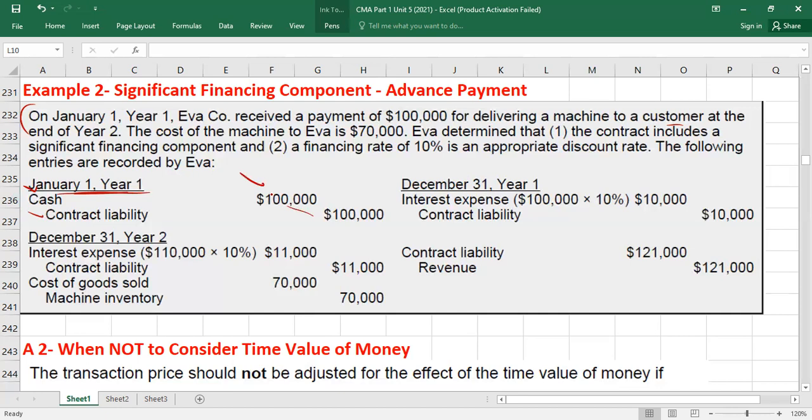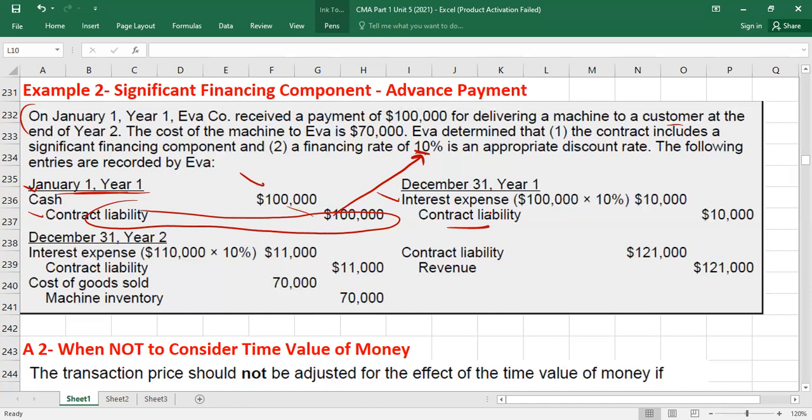Now, guys, at the end of the first year, since the goods will be delivered at the end of the second year, you have booked this liability. On this liability, you will calculate the interest. Previously, we were calculating interest on a receivable. Here you are calculating interest on a liability as an expense, right? So the liability is 100,000, and the rate of interest is 10%. It will give you 10,000. So what entry will you pass? Debit interest expense and credit, again, contract liability. Understood?